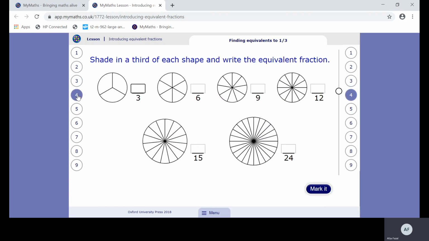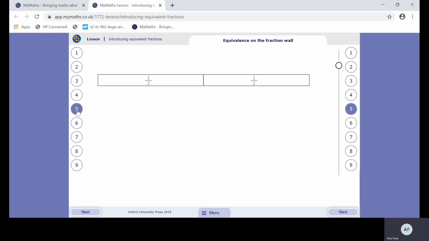Next one, shade in a third. So this time we're shading in 1 out of 3. So it's 2 out of 6. How many 3s go into 9? How many 3s in 12? How many 3s in 15? And how many 3s in 24? And then you shade them in.